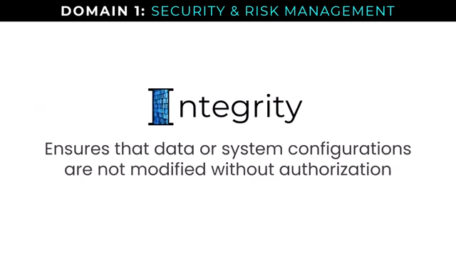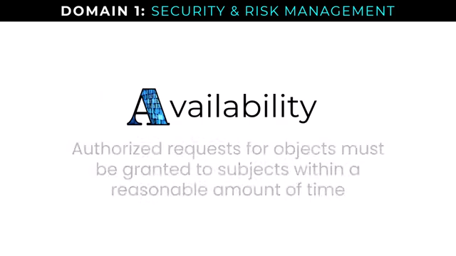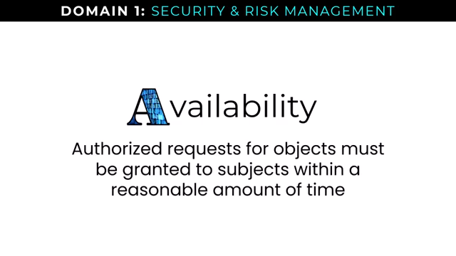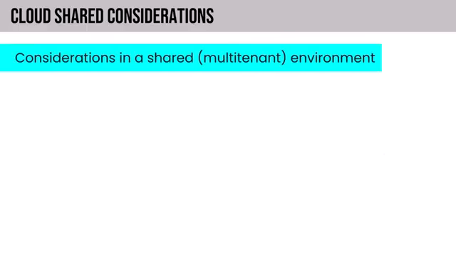Integrity ensures that the data or system configurations are not modified without authorization. And availability. Authorized requests for objects must be granted to subjects within a reasonable amount of time. If we don't have availability, all of our security is for naught. Now we're going to get into cloud shared considerations, so considerations in a multi-tenant environment like the cloud.